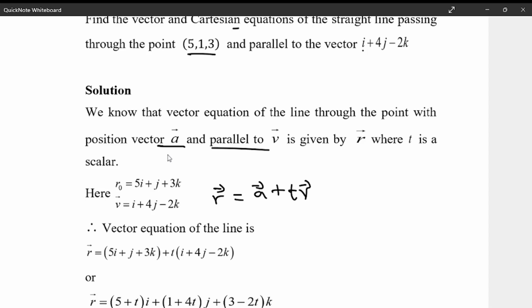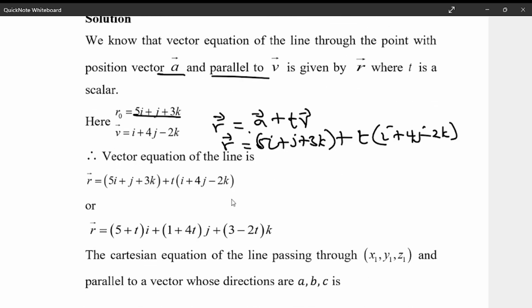We are saying that the position vector is A, which here is 5i + j + 3k. So if we make the substitution, we are going to have 5i + j + 3k, plus a certain scalar t times the vector v, which is i + 4j - 2k.